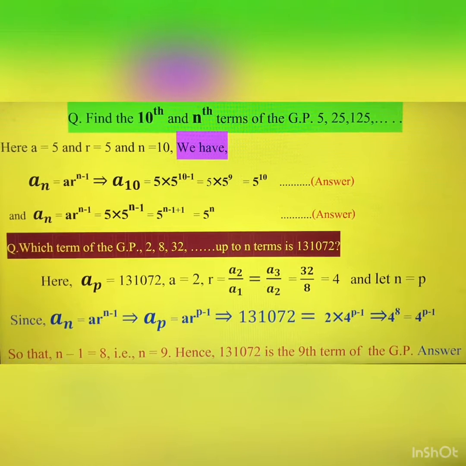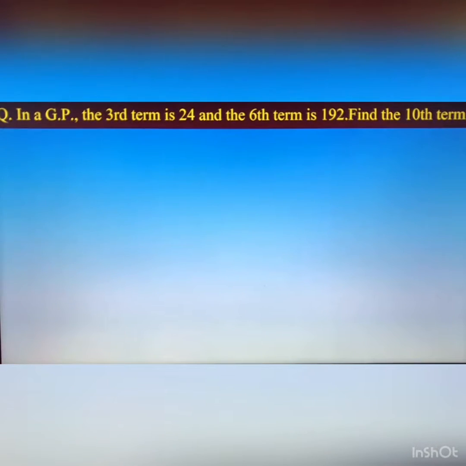This is the application of the general formula of the GP. Understand it with another example. Let us take a question: in a GP, the third term is 24 and the sixth term is 192. Find the 10th term. How can you find the 10th term? Here it is given that the third term is 24 and the sixth term is 192. So A3 is given as 24, A6 is given as 192, and A10 is required.